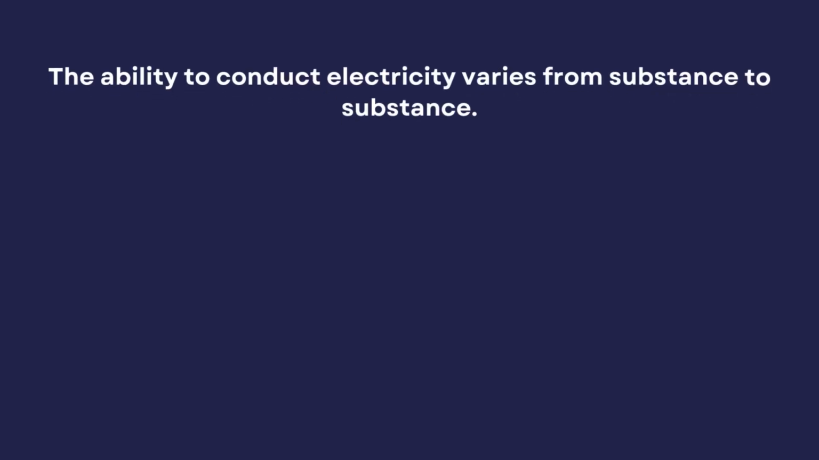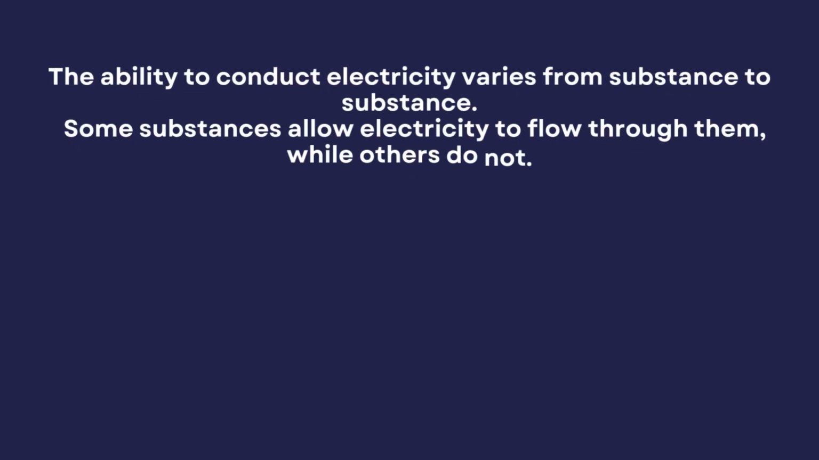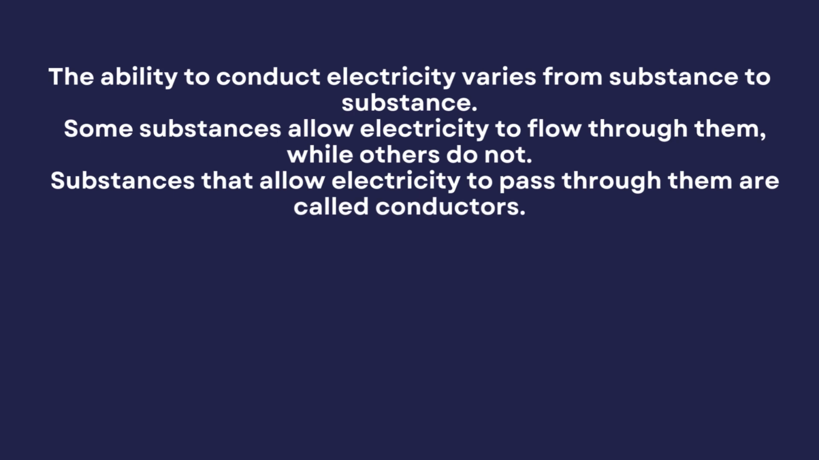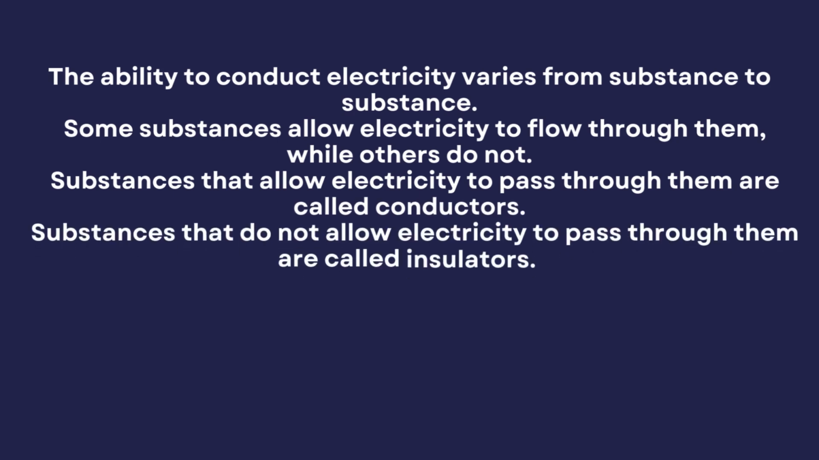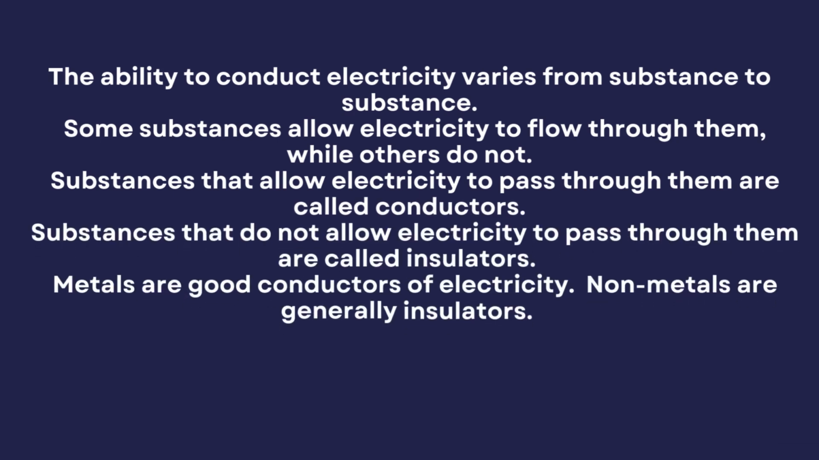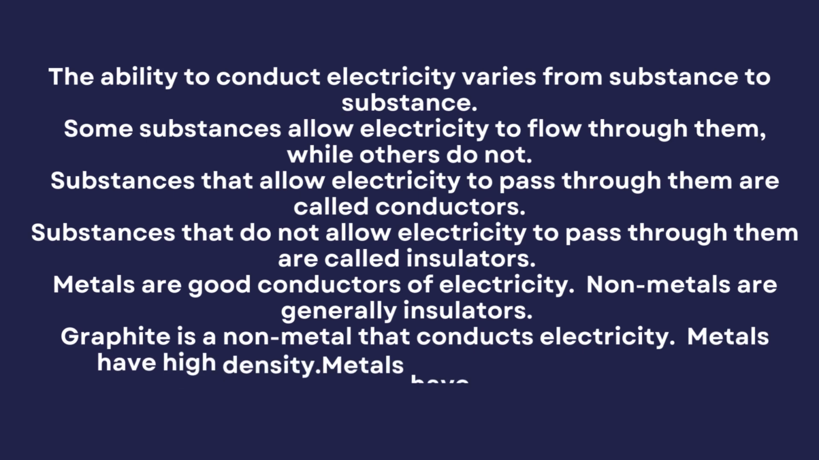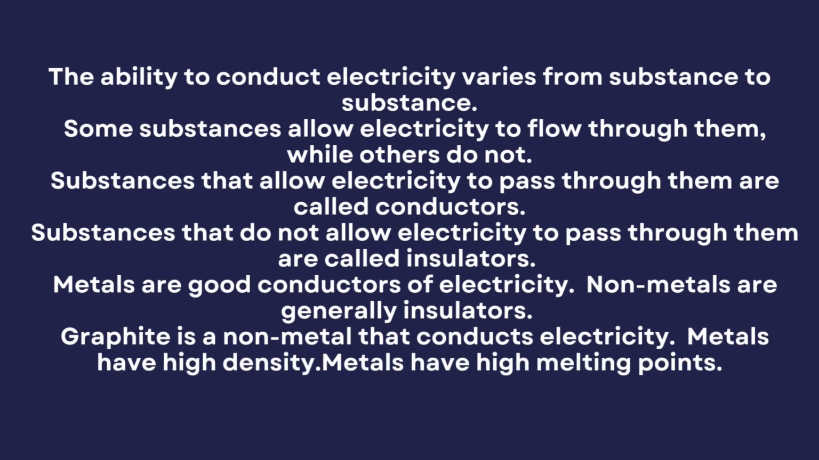The ability to conduct electricity varies from substance to substance. Some substances allow electricity to flow through them, while others do not. Substances that allow electricity to pass through them are called conductors. Substances that do not allow electricity to pass through them are called insulators. Metals are good conductors of electricity. Non-metals are generally insulators. Graphite is a non-metal that conducts electricity. Metals have high density. Metals have high melting points.